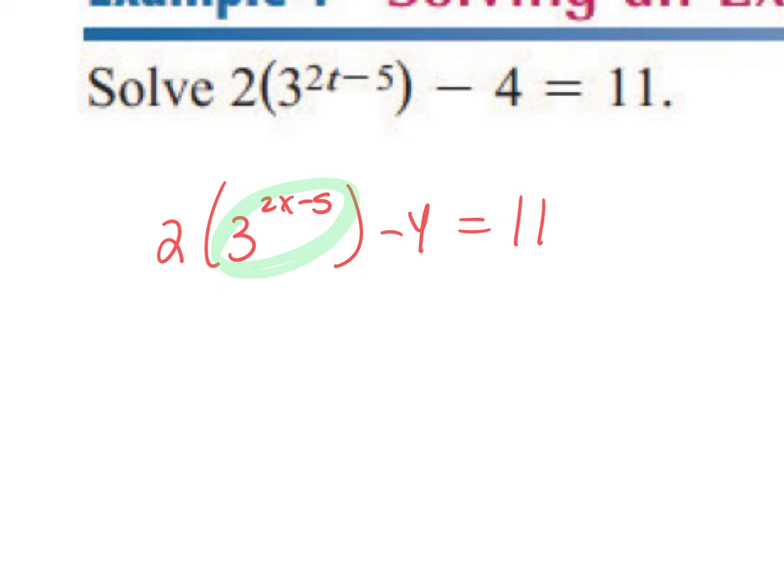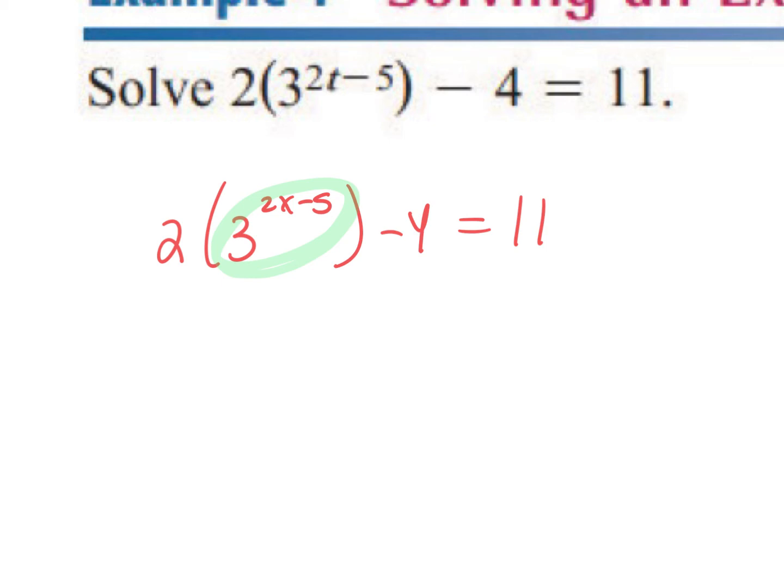Is this an exponent? Did you say it's an e? The e. I don't see any e's. No, there's no e's in this problem at all. But what's the e? It's 3 to the something power. This is an exponential function. What's the opposite of exponential? Logs. All right, so what I have to get this by itself first.